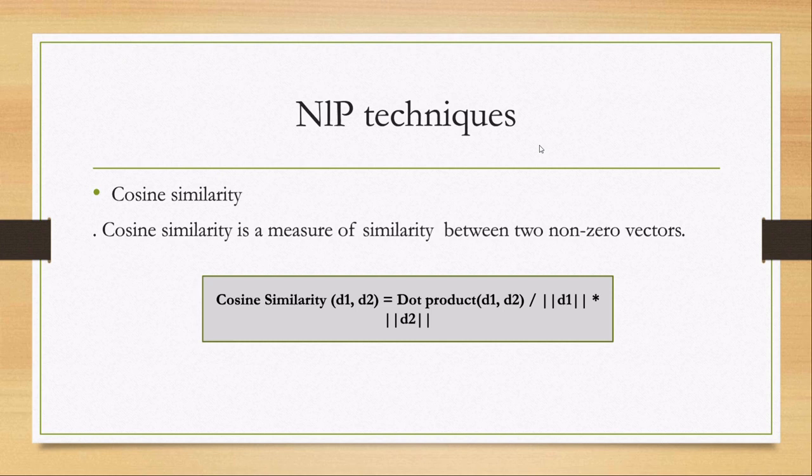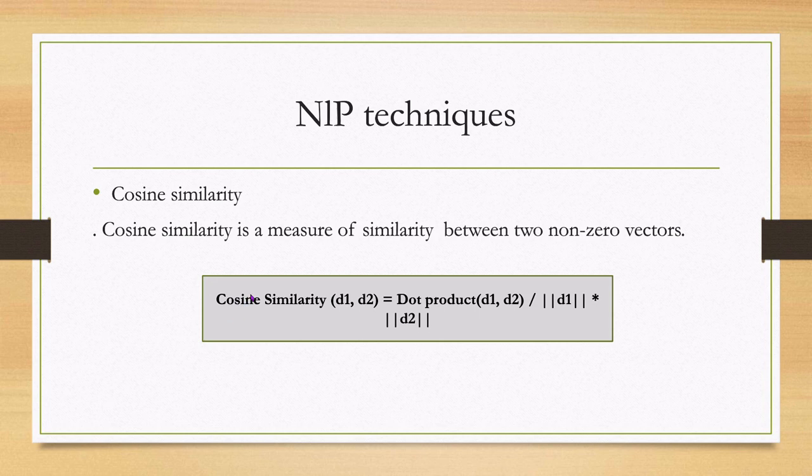Now let us discuss another NLP technique, cosine similarity. Since TF-IDF is a transformation applied to text to get two real-valued vectors in a vector space, cosine similarity is a measure of similarity between two non-zero vectors. It is equal to the dot product of the two vectors divided by the product of their norms.